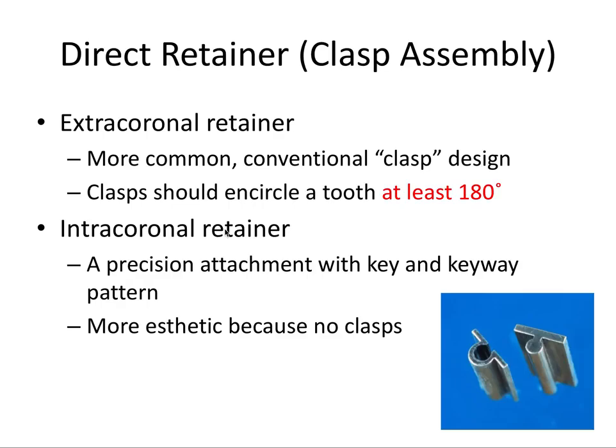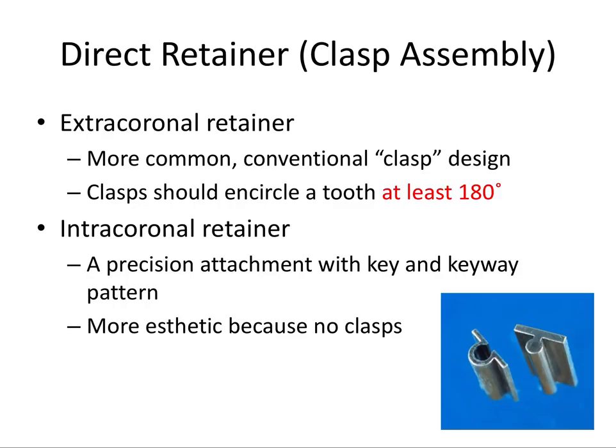We also have an intracoronal retainer, or within the crown. This is a precision attachment with a key and keyway pattern, like in this image. It's more aesthetic because you don't have clasps that wrap around the tooth that you could see from a facial view on smile. But the intracoronal attachments are a little bit interesting and take quite a bit more planning.